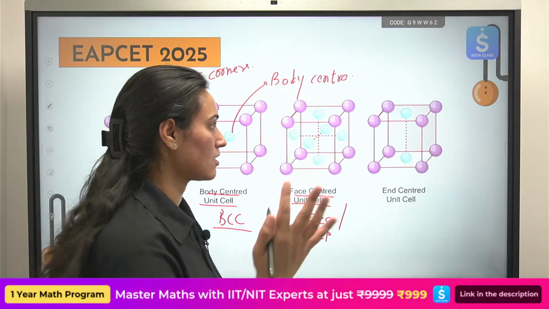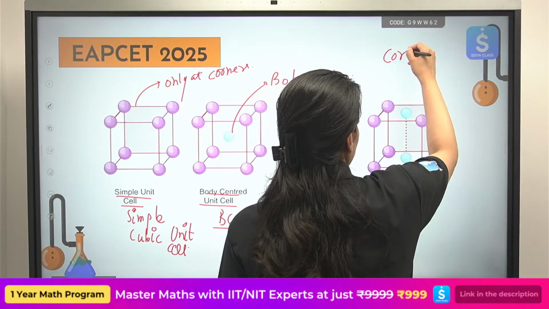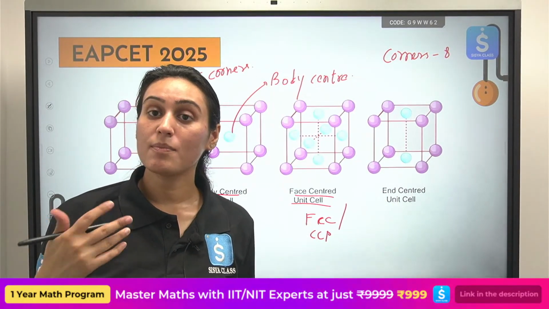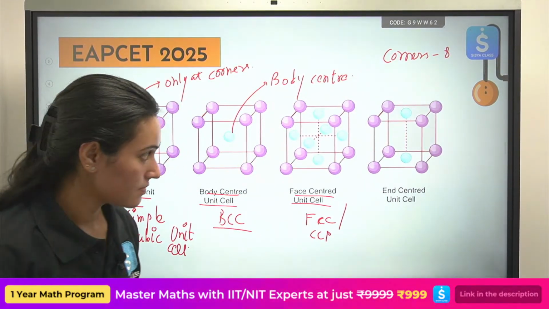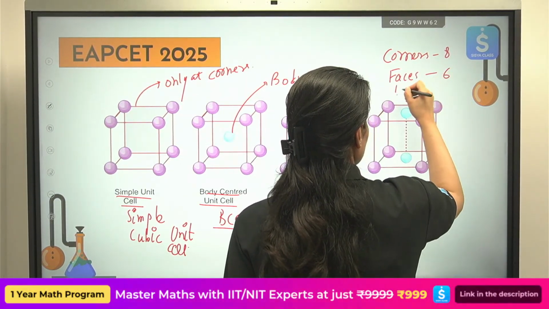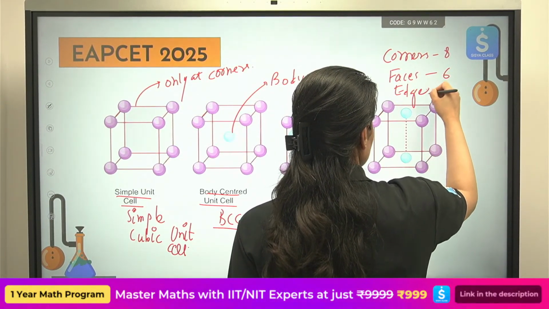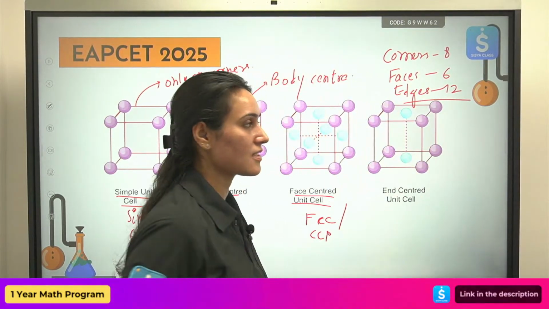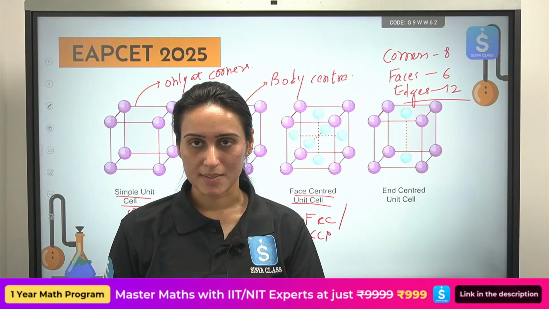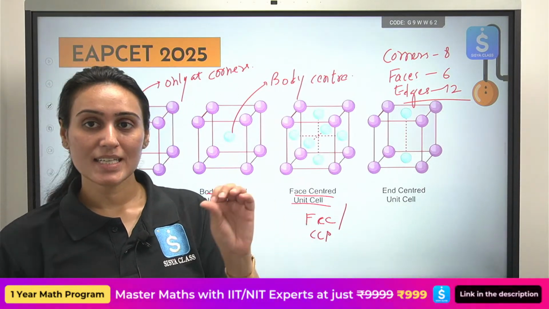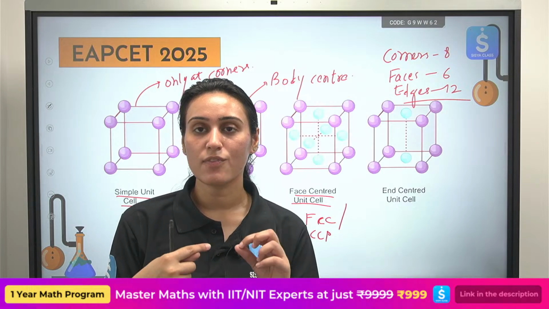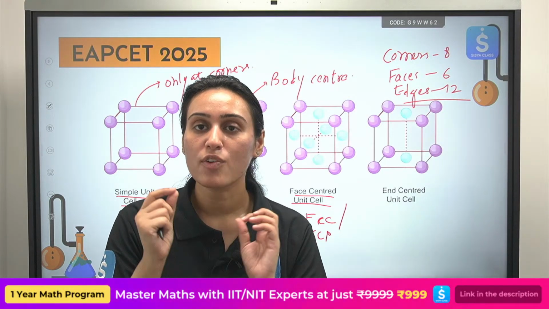How many corners are there in a cube? You should know that also. You know that, but still. I have 8 corners in a cube. How many faces are there? 6. Edges. You will need this information when you will talk about the contribution of each and every atom. Okay. So in case of face-centered cubic unit cell, you have 8 atoms present at the corners. In addition to that, you have one atom at the center of each face.